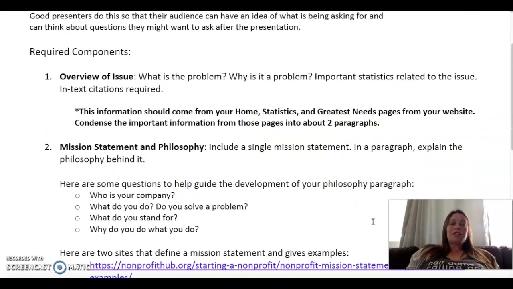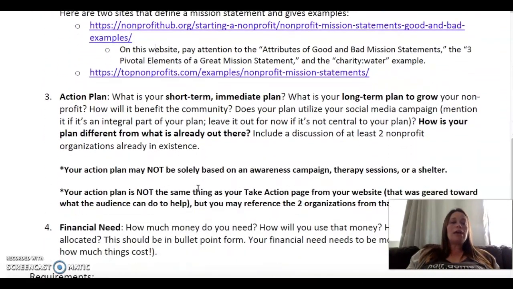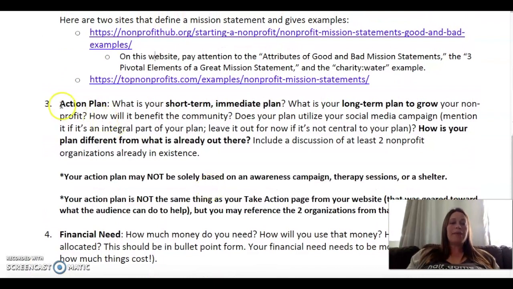All right, so first section is overview of the issue. Second is mission statement and philosophy. Third is your action plan. Okay. I told you guys when you were developing the website, you didn't necessarily have to have a plan yet for what your nonprofit was going to do to ease the burden of your marginalized group of people. Now you have to have a plan. If you don't have a plan, you can't really ask for money, okay? And that's the whole purpose of this particular document, okay?